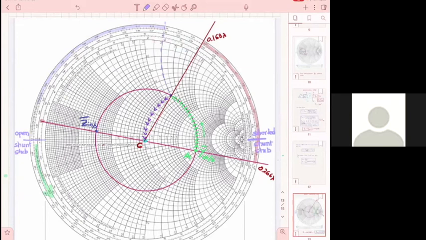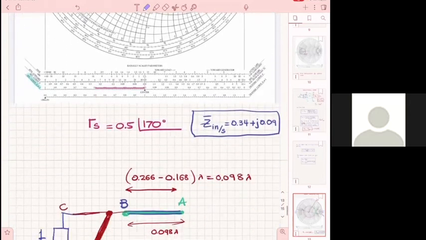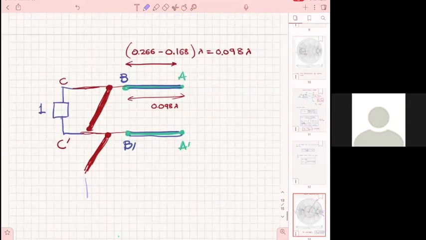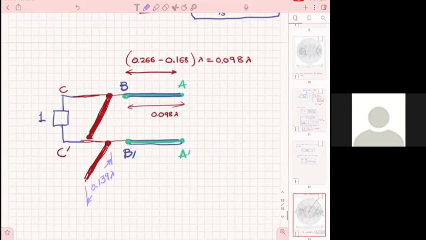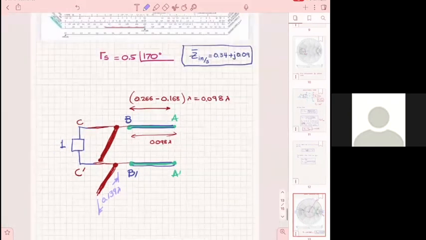So if I stop here, I move from this point, which is 0.1339 lambda, to this point, which is 0 lambda. So the stub is going to be 0.139 lambda. And that's the length of an open shunt stub. And that's the equivalent matching network.